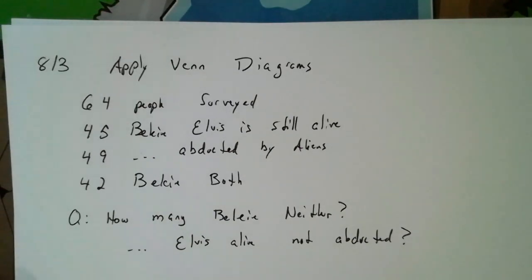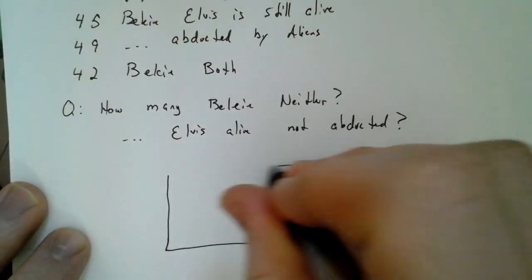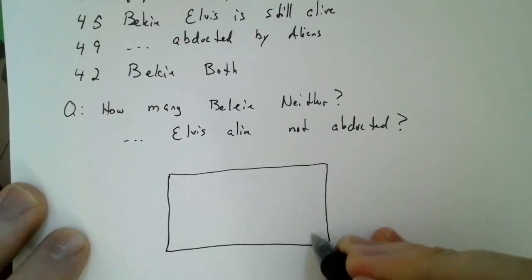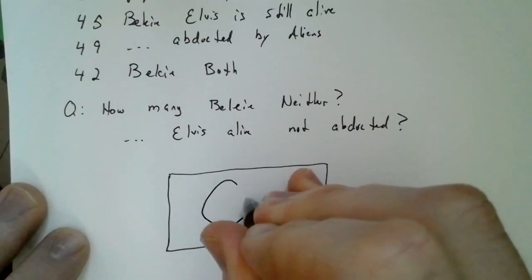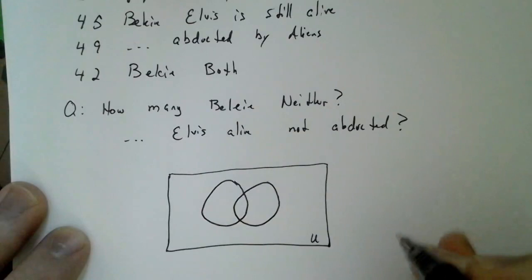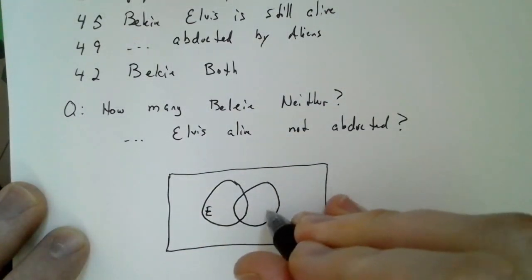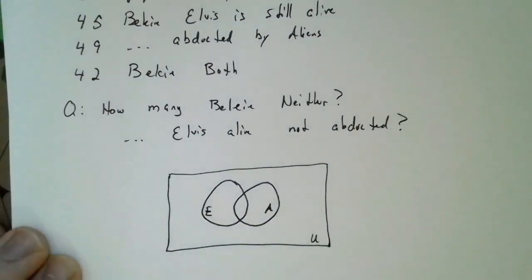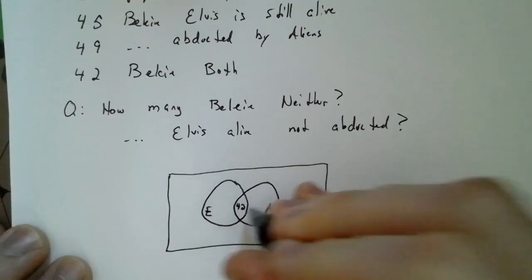So we're going to take a look at this problem using a Venn diagram. We're going to create our sample space. So here is U, which is our entire population. And in there we're going to have two circles. We can label them A and B, or we can label them E and A. So let's go with E and A. This one's going to be Elvis is alive, and this one's going to be abducted by aliens. The first thing we'll start with is the fact that we know there's 42 people that believe both of these things. So right here in the middle where this overlaps, this is going to be 42.